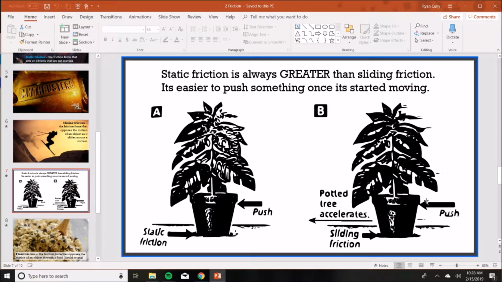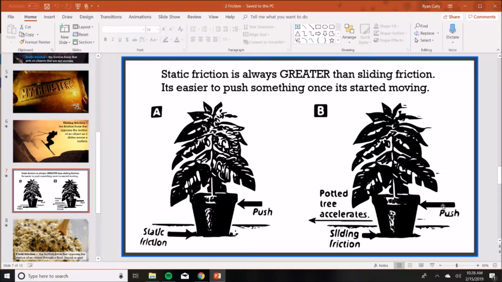It's going to want to move, right? So you push hard enough, it's going to move to the left, and it's going to slide across the surface. Well, sliding, okay, that's sliding friction. So over here we had static friction because it wasn't moving. Over here we have sliding friction because it's sliding across the surface.